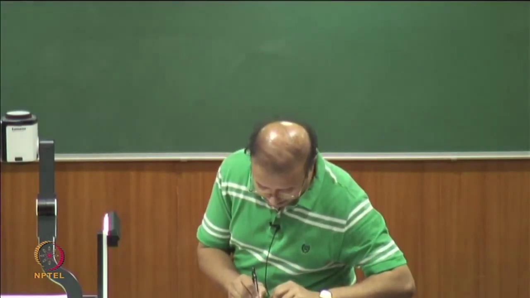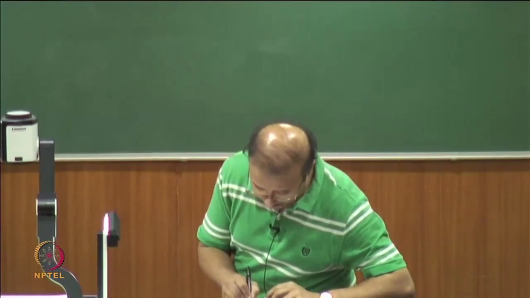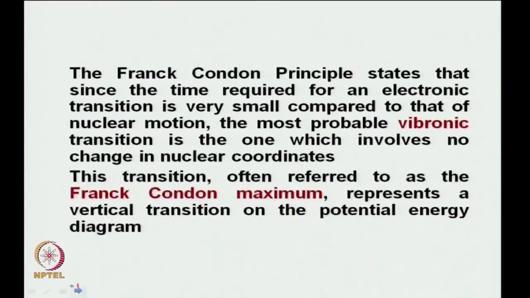So, just to wrap this up, I have talked about the vertical transition. Again, the Franck Condon principle states that since the time required for an electronic transition is very small compared to that of nuclear motion, the most probable vibronic transition is the one which involves no change in nuclear coordinates. That we know. Next, this transition, often referred to as the Franck Condon maximum, represents a vertical transition on your potential energy diagram. This we have seen. Okay.